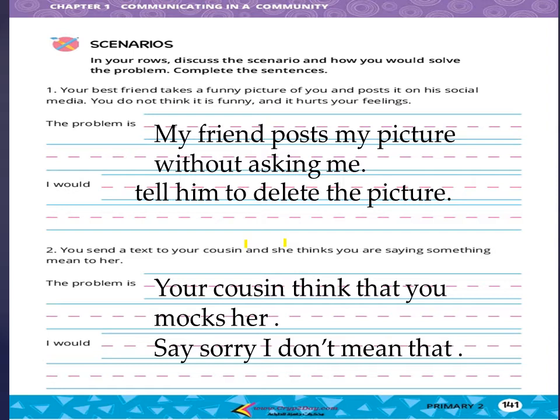Okay, I would tell him to delete the picture. The solution of this problem is very easy.